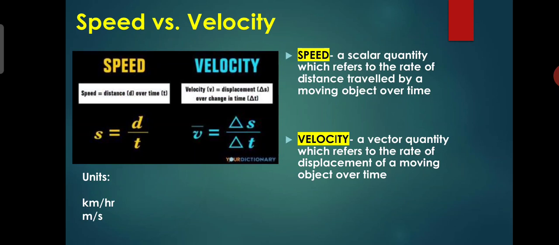For speed and velocity, speed is a scalar quantity. It refers to the rate of distance traveled by a moving object over time. Speed is symbolized by letter S. S is equal to d over t, wherein d is the distance traveled divided by the time taken in traveling that distance. Next, velocity is a vector quantity, meaning it has a direction, which refers to the rate of displacement of a moving object over time. So velocity, we have to divide the change in displacement over the change in time. The delta here, the triangle symbol, means change. So your velocity is equal to the change in displacement over the change in time. For the units, we use kilometer per hour, meter per second, centimeter per second. Those are the units of speed and velocity.